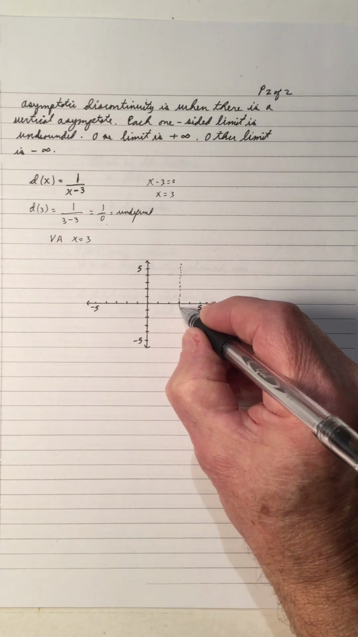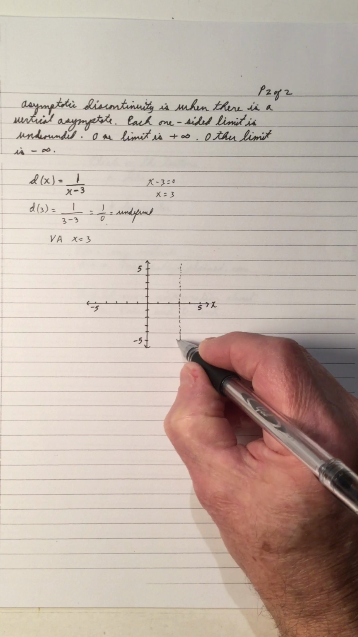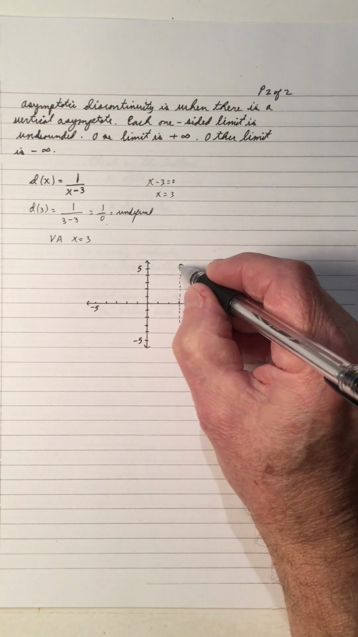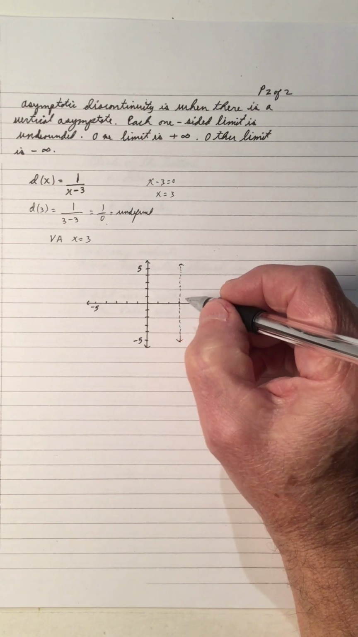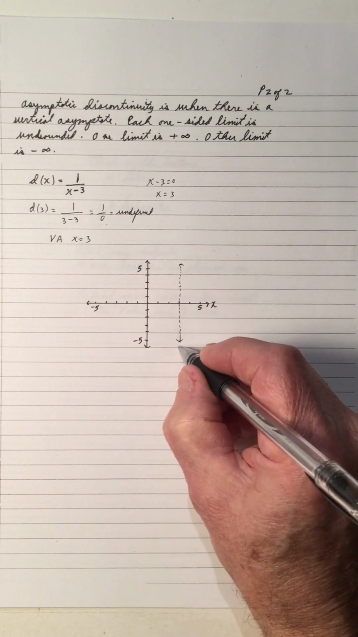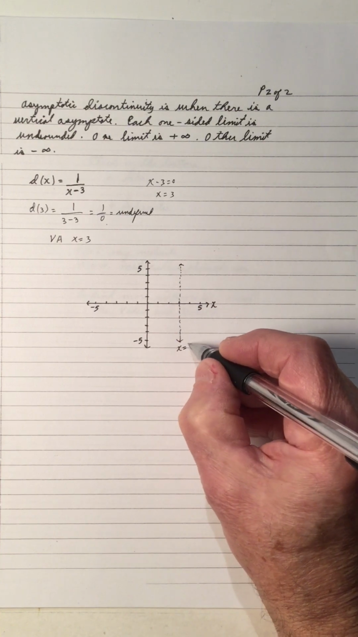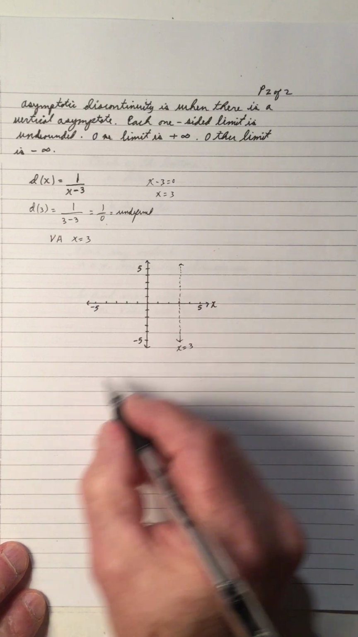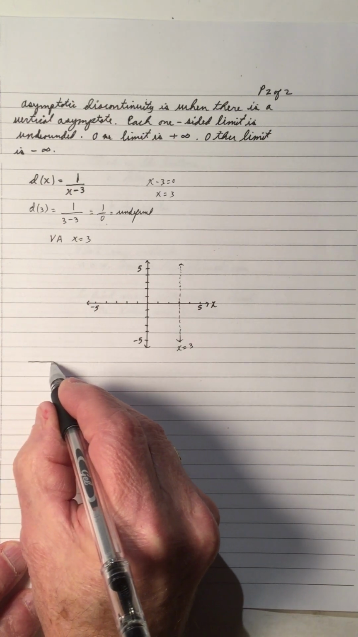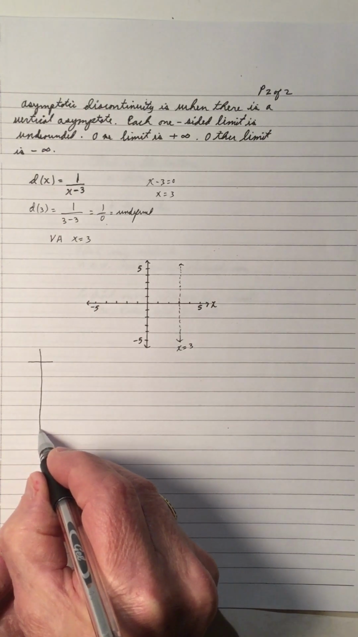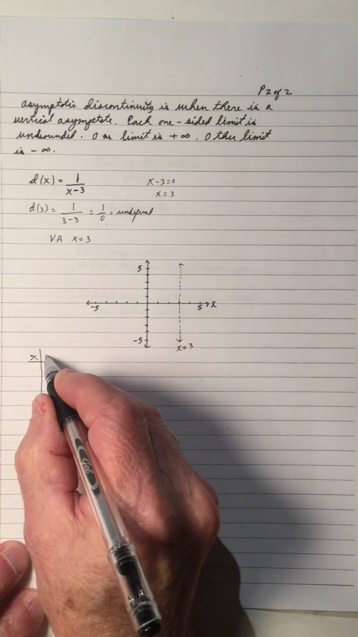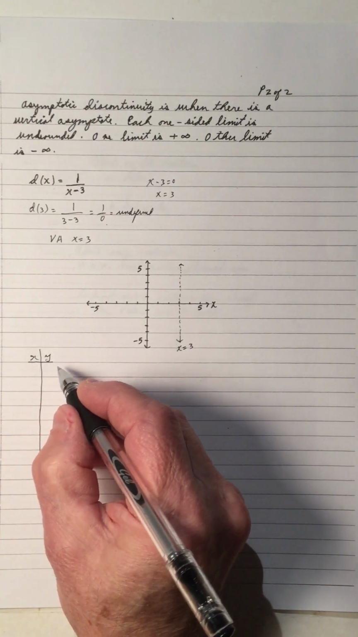And because it's a vertical asymptote, there's no point that will lie on this line, so the graph does not pass through the line x equals 3. Now, let's do a table of values to explain how we come up with this. I did this before, but I'm just doing it again.